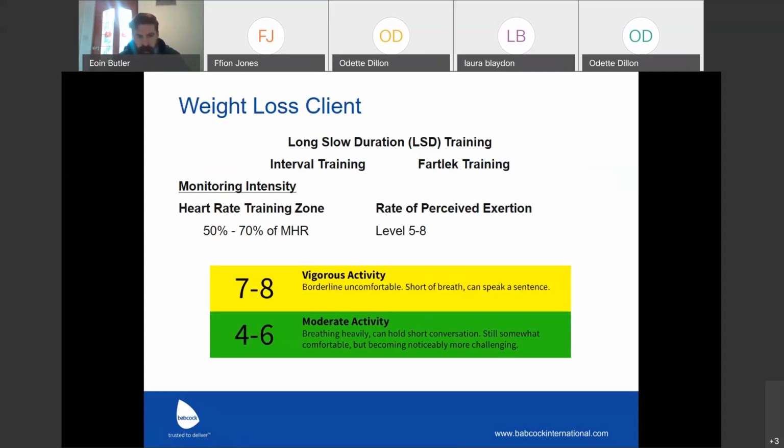Okay, so when you're working with a client who wants to lose weight, these are the types of intensities that we need to be working at with them. Okay, we can do long, slow duration training, interval training, and fartlek training.